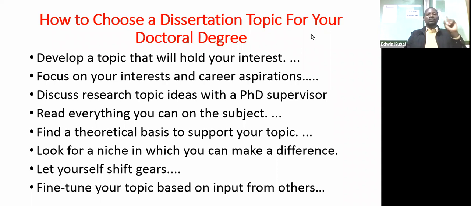Then you also need to focus on your interest and career aspiration. What do you want to do in life? If you want to be a doctor, then you must be able to read, especially in the medicine field, read books of the medicine field, and understand the language that is used. The language used in the medicine field may not be the same language used in the educational field, or the language the engineering people would use. The humanities will use different language and so on. So focus on your area of interest and your career aspiration.